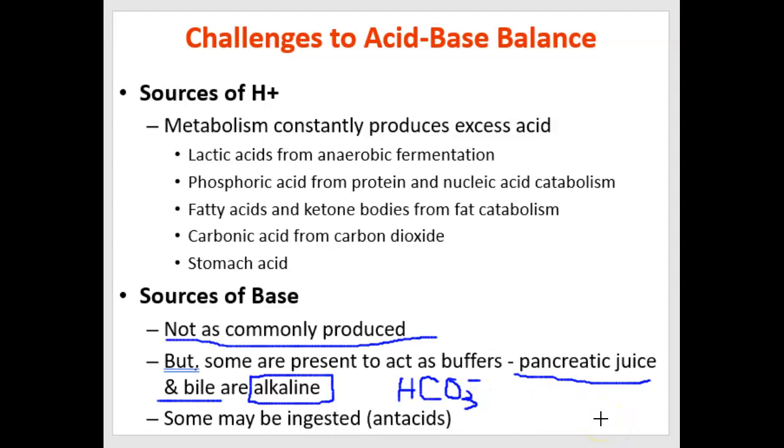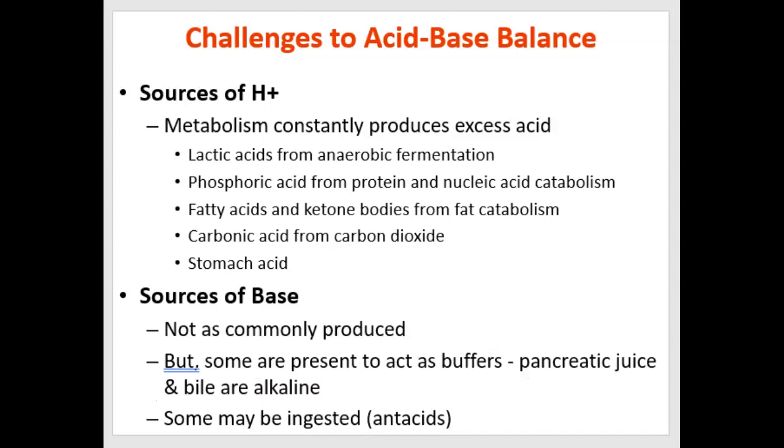But it's not like our metabolism breaks down everything and produces acids. Our body specifically makes this bicarbonate in order to buffer acid. And we'll talk about what buffering means in a little bit. Now, another source of base would be not endogenous, but could be ingested, like when we ingest antacids, like Tums or something, that'll be a base.